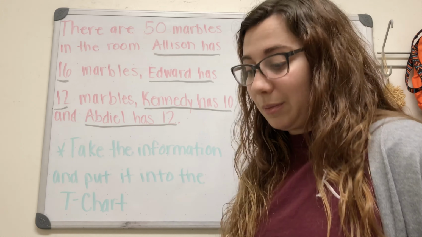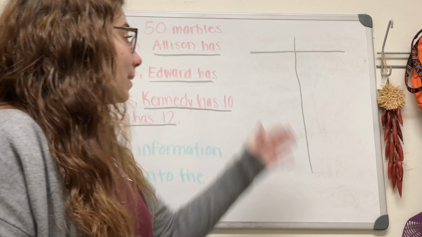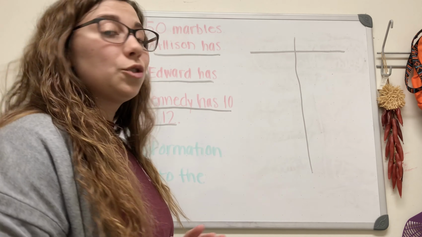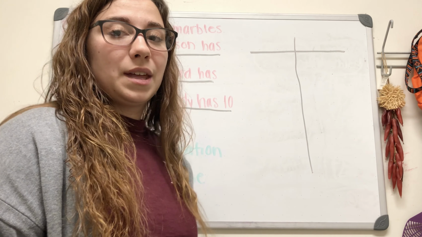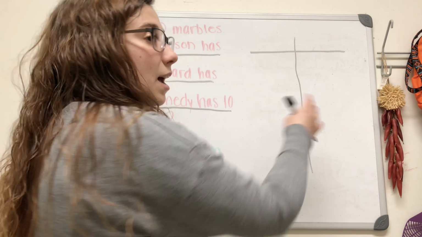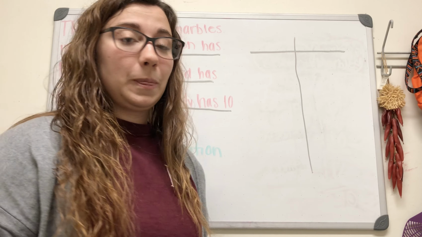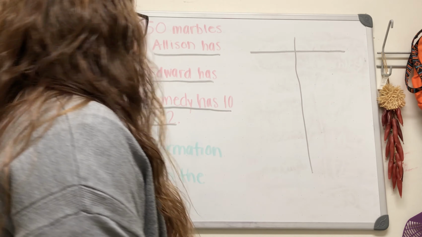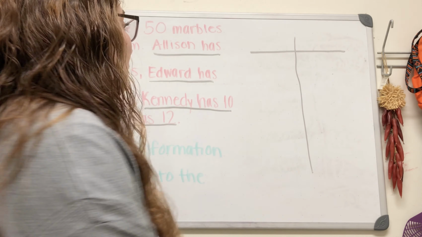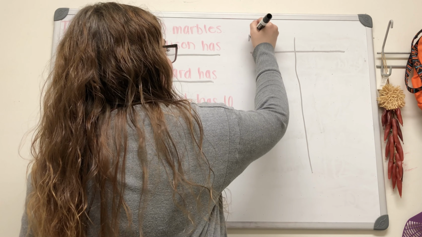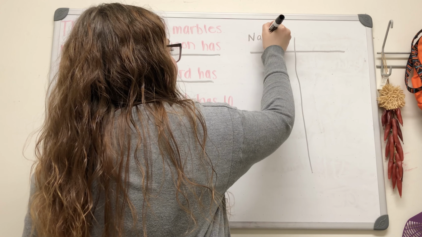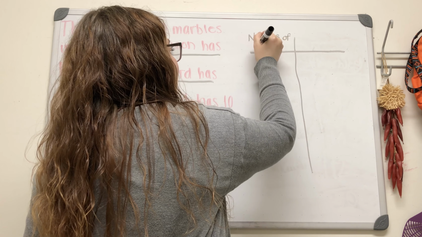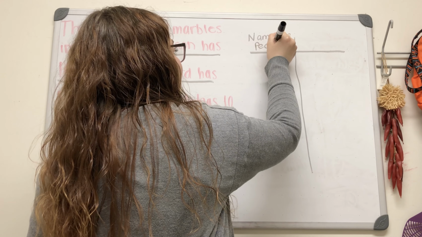So what I'm going to do is I'm going to step over this way and look at my chart. The first thing that I want to do is I want to create labels so that I know what each side represents. So on this side, I'm going to put the names of each of these people. And I'm going to label it names of people.